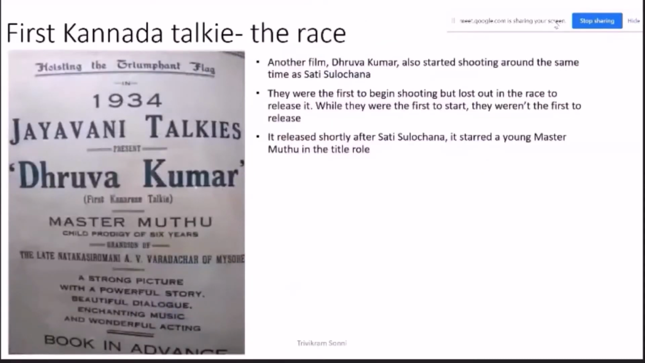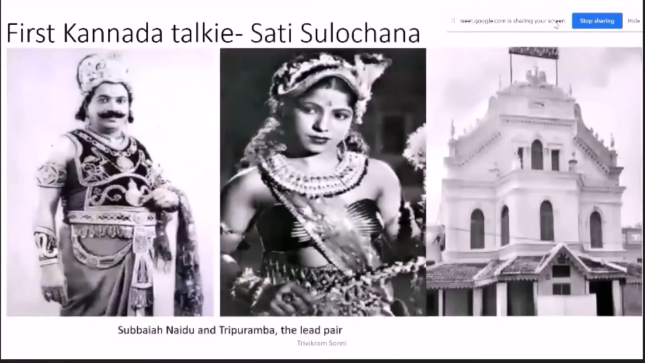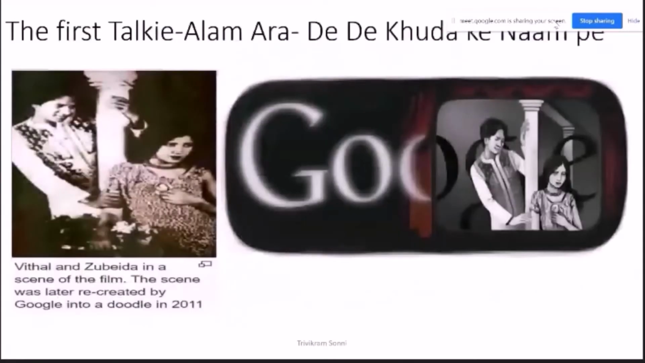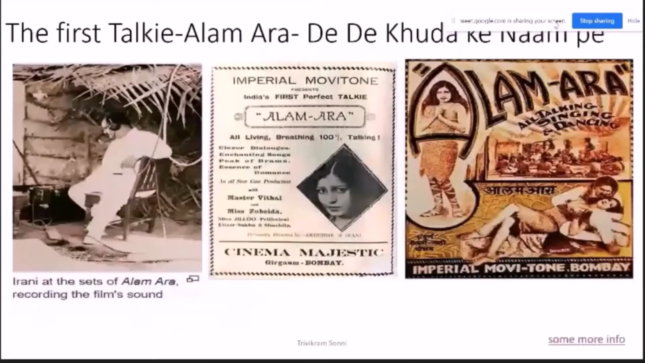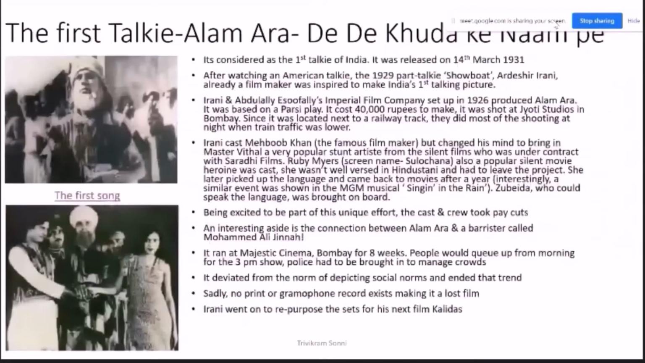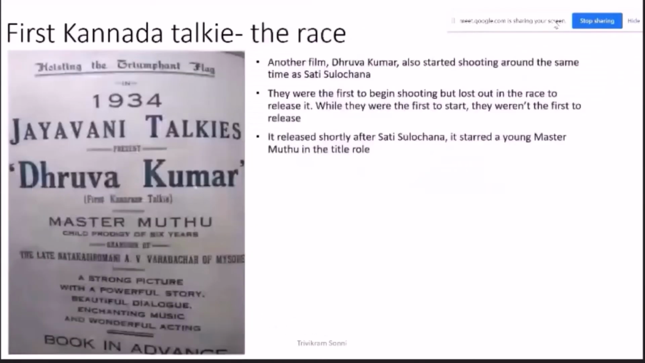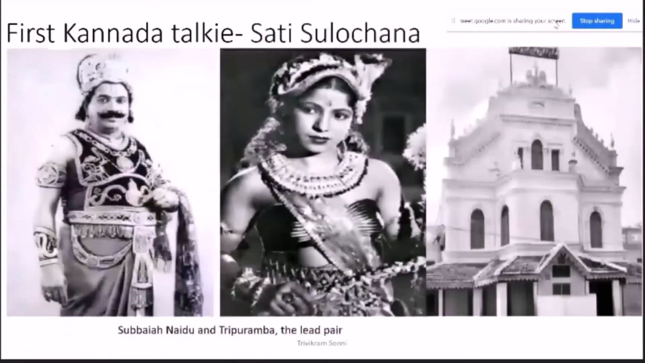1934. 33 is Sulochana. And Alamara is 23? I'm not good with dates. 31. Alamara is 31. Two years later, the Kannada talkie. Three years later, Sulochana came in 34. And Dhruvakumar also came, a few weeks after Sulochana came.